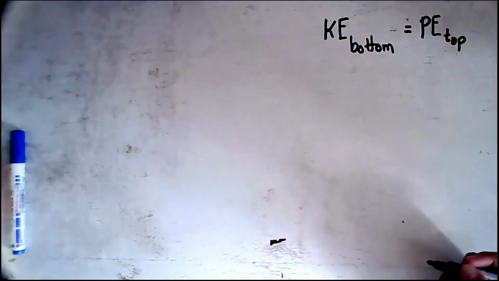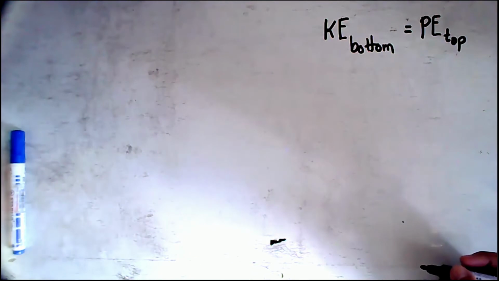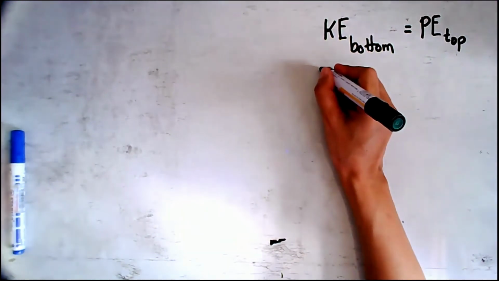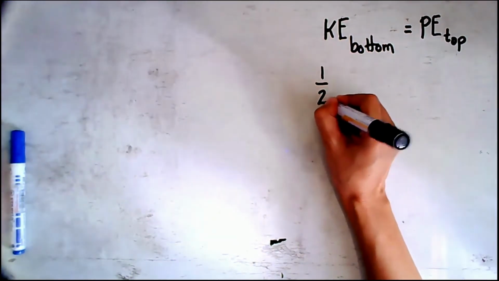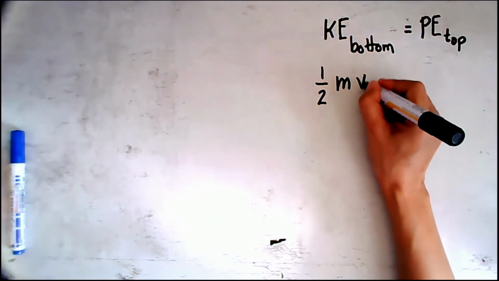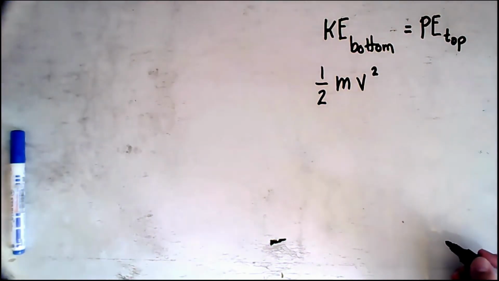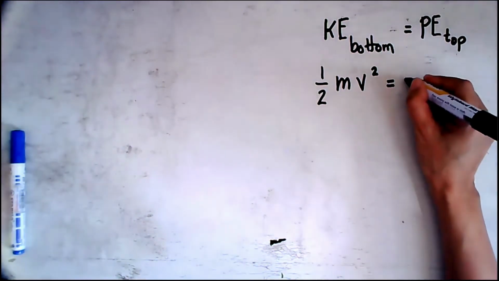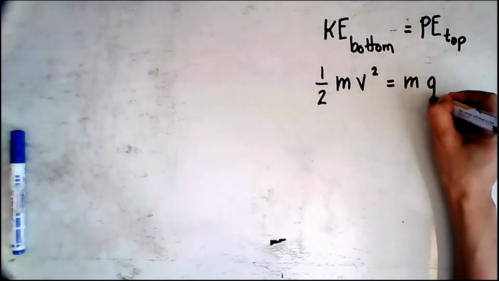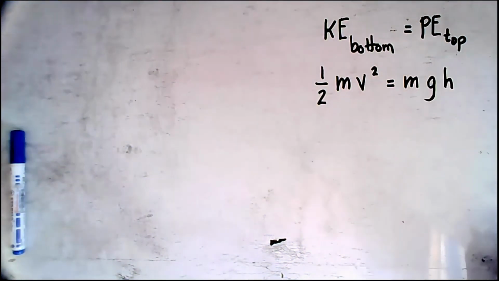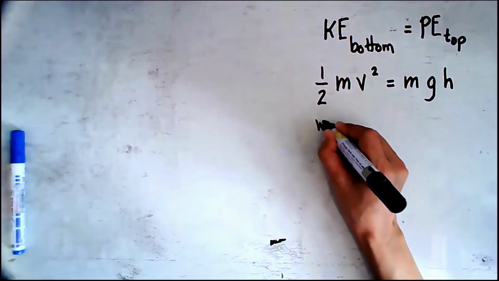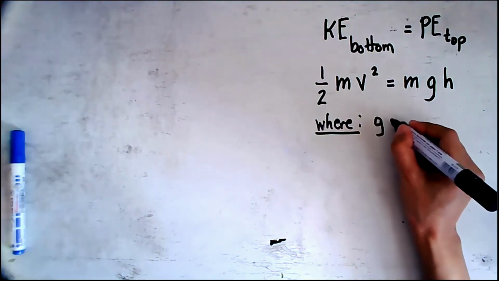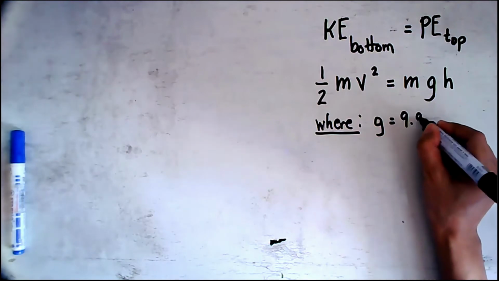The kinetic energy should be equal to the potential energy. The formula for kinetic energy is 1/2 mv squared, and that should be equal to the potential energy, which has a formula of m times g times h, wherein the value for g is set at a constant of 9.81.